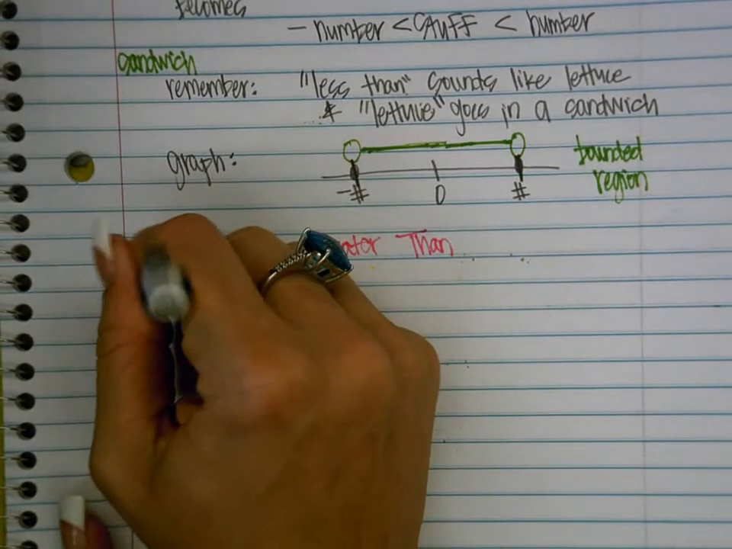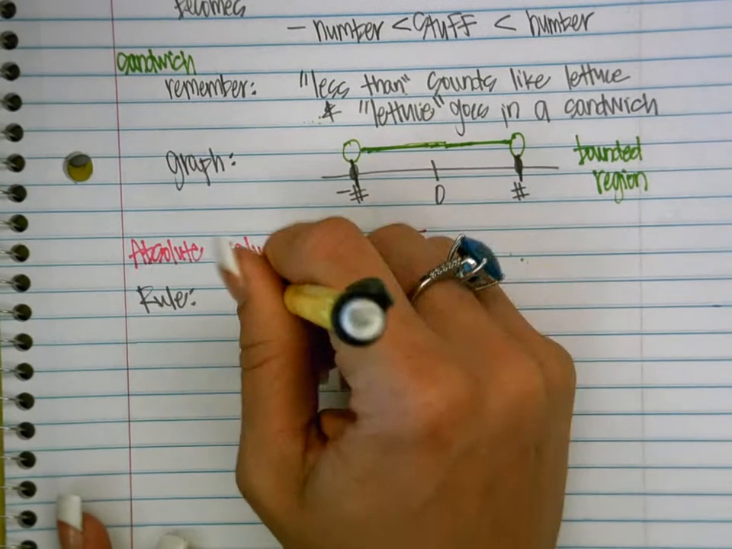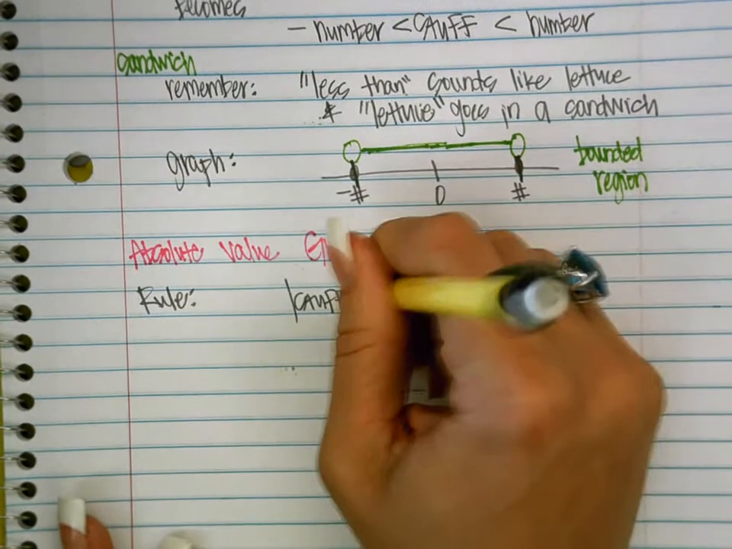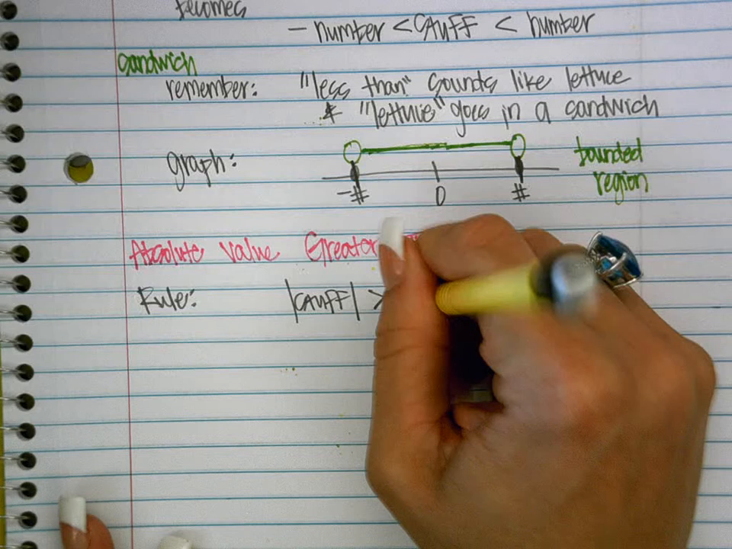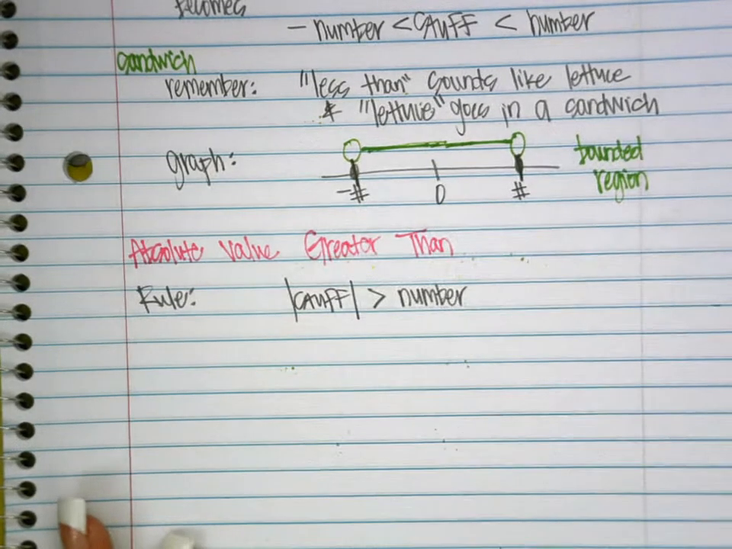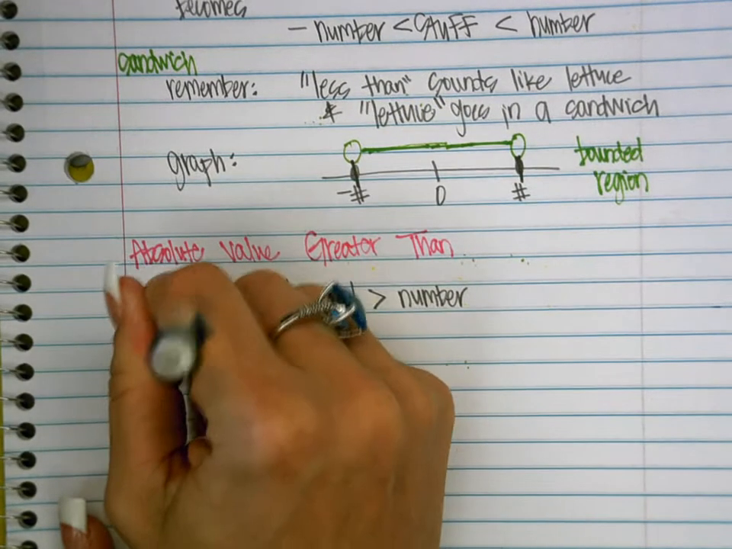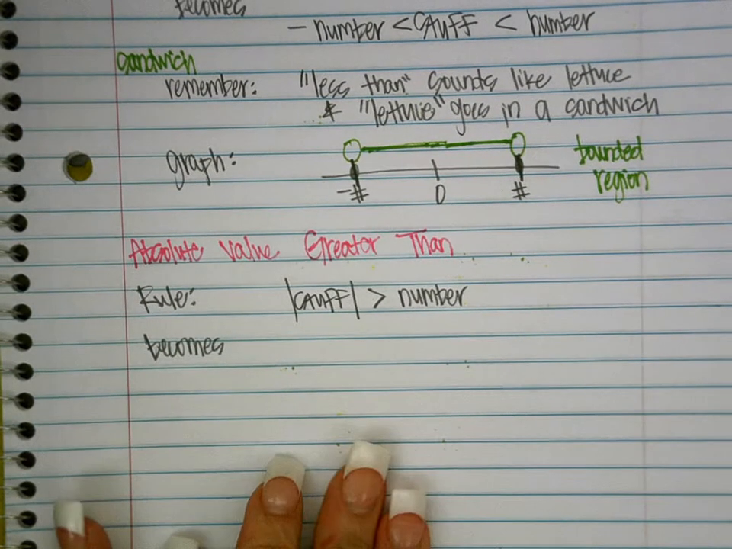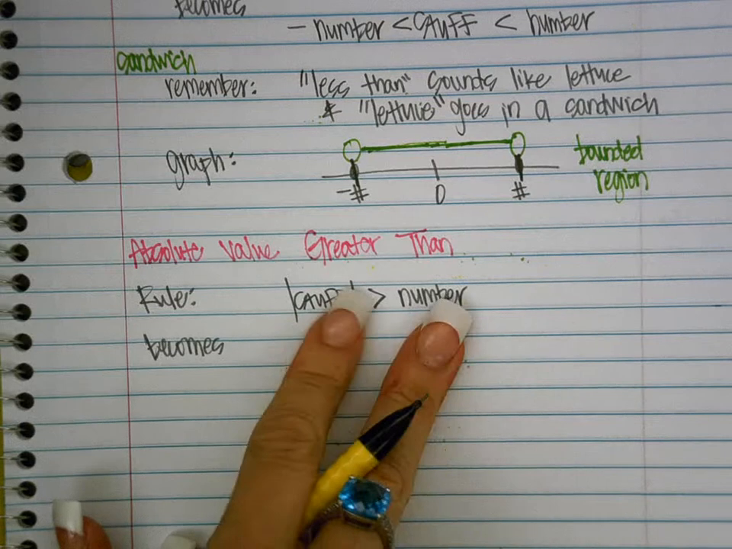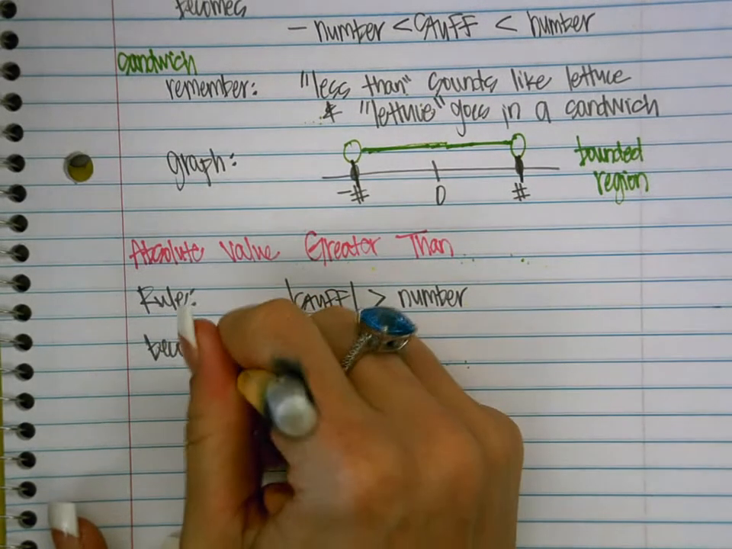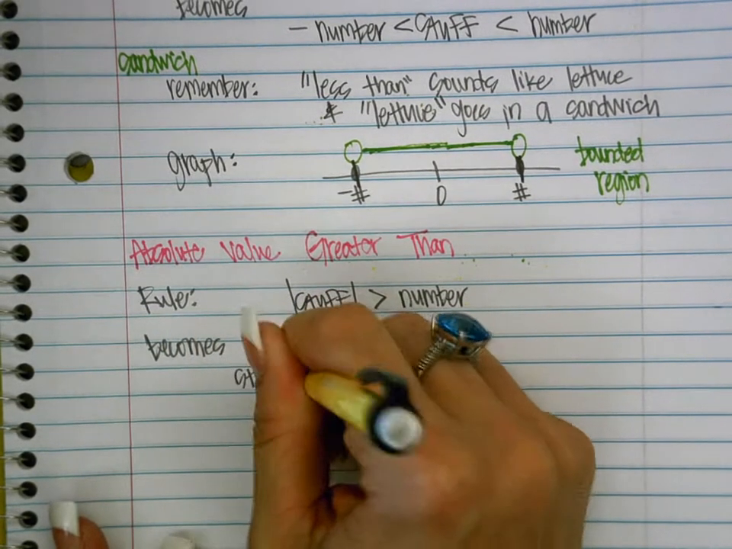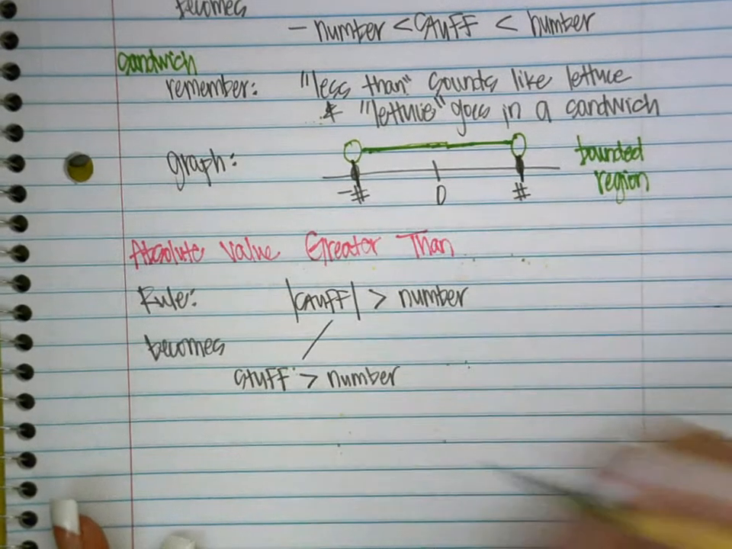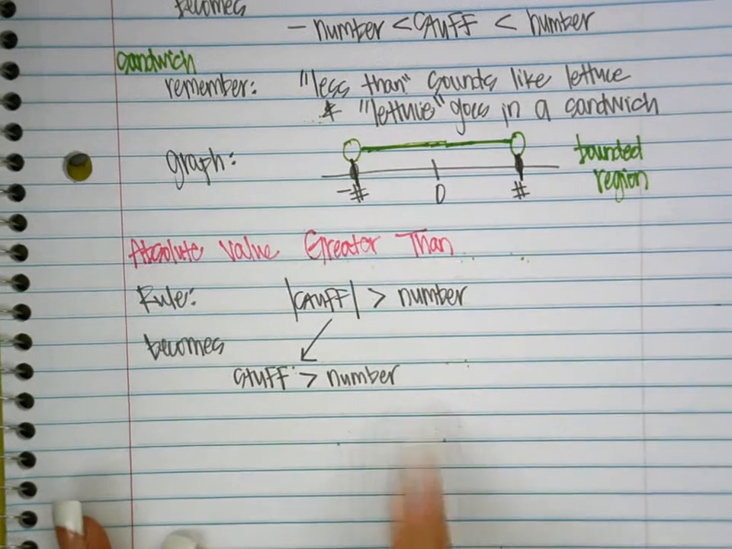The rule for an absolute value greater than equation is that the stuff in the middle, the stuff inside your absolute value bars, when it is greater than a number, okay, this is actually going to become two separate equations. The first equation is super easy because all you do is you rewrite this, but you take off the bars. So the stuff inside greater than the number. So just rewrite this exactly the same, and all you do is drop the bars.